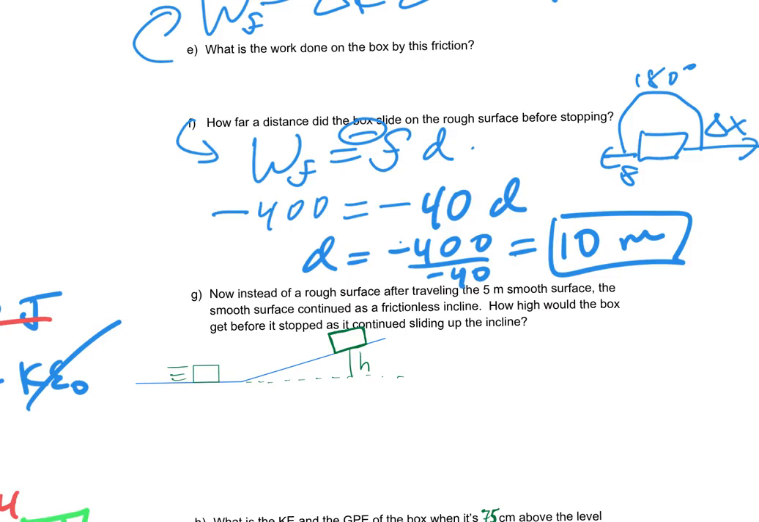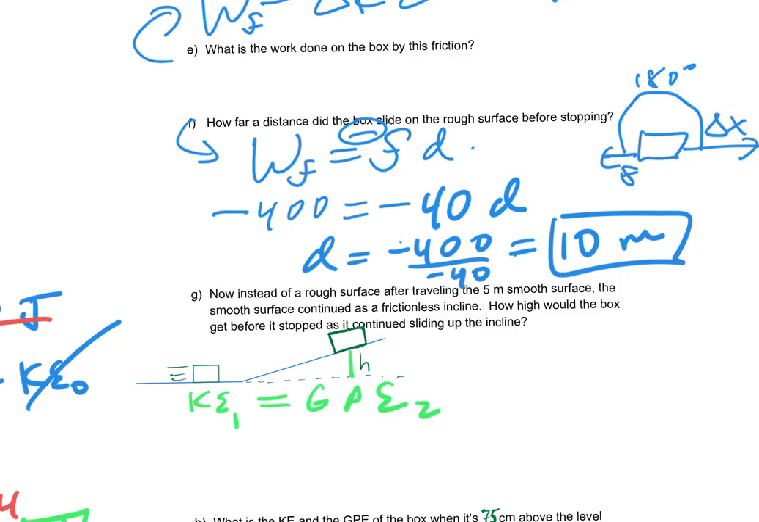Okay, let's continue. Now, instead of a rough surface, after traveling 5 meters, the smooth surface continues as a frictionless incline. How high would the box get before it stopped as it continues sliding up the incline? Okay, so right here we have KE1. We have no friction, so I'm not going to subtract W_F. And at the end, it stops before it slides back down, so that's GPE because there's height.